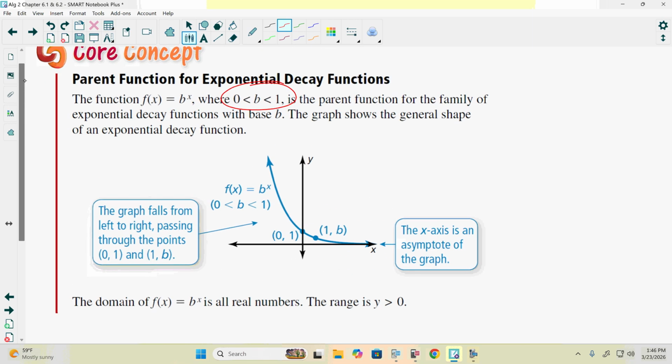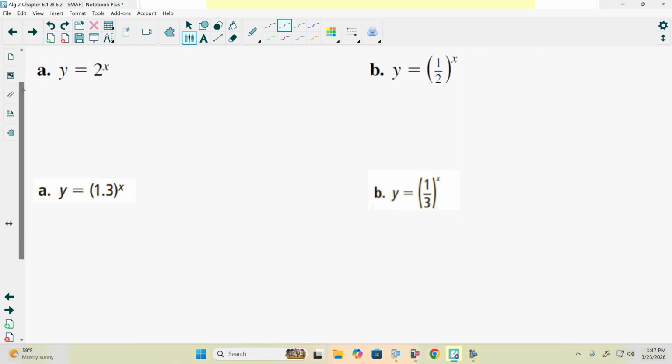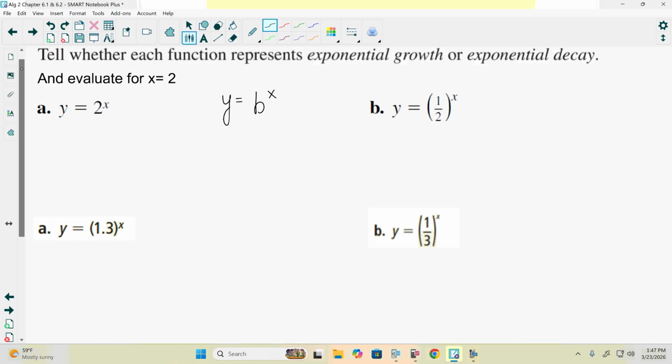Questions on this so far? All right, let's look at these here. For these four here, we want to determine 1, is the function exponential growth or exponential decay? And 2, what is its value when x is 2?